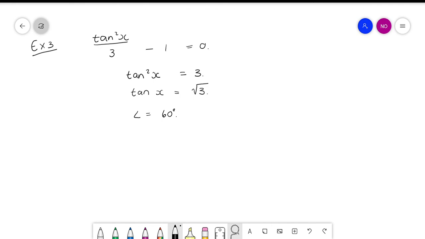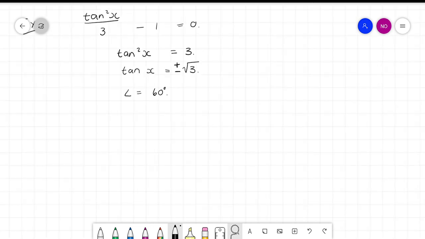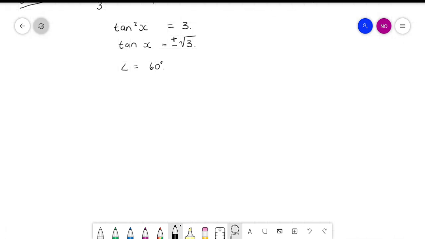Shift tan root 3 is 60 degrees. Okay, but what we need to remember here is when we are getting rid of a square, you will have plus or minus. So what happens here is we're working in all 4 quadrants.